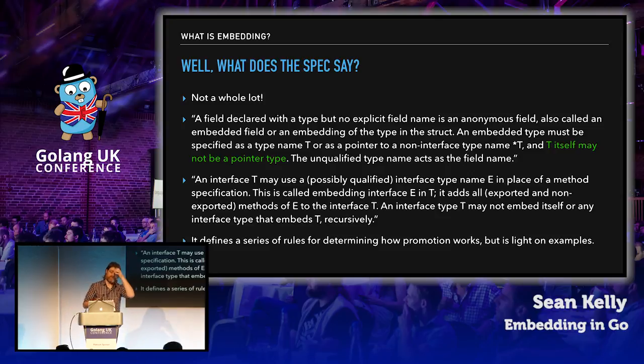And the other thing the spec does is it defines a simple series of rules for determining how promotion works. And we'll talk about promotion in a second. But it's very light on examples. It's very light on showing you how promotion works. It basically just gives you the dictionary definition of what Go considers to be method promotion and field promotion.